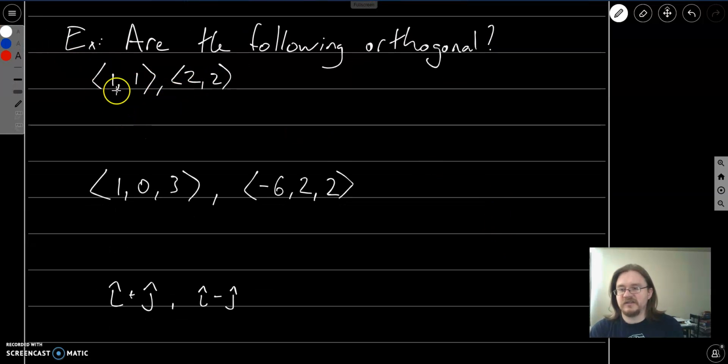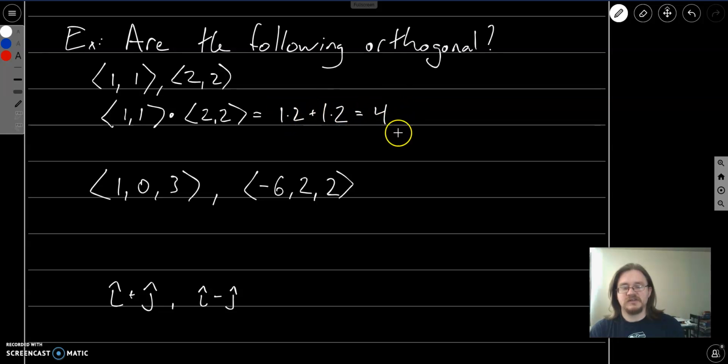So we've got these two vectors, 1, 1 and 2, 2. Let's take their dot product. 1, 1 dot 2, 2 is going to be 1 times 2 plus 1 times 2. Well, that's 4. So no, they're not orthogonal.